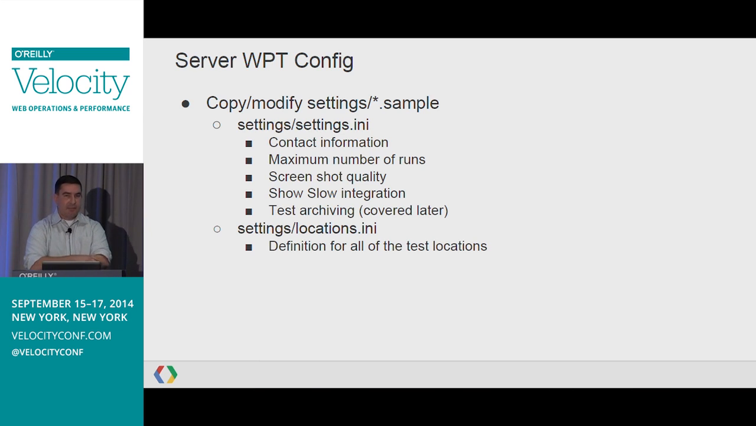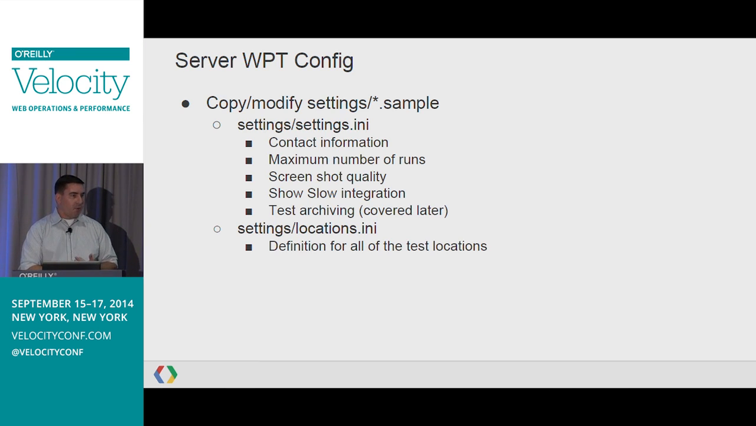As far as actually configuring the server instance, everything you need to touch is in the settings directory, and there are only a couple of files that really matter in there. Settings.ini is where the main server settings go. That's where you'll put what your contact information is, if people need to contact you, and the maximum number of runs you're going to let people run. On the public instance, I cap it at 9 runs. On some private instances, we have that set as high as 500, for example, if people want to do really huge tests.